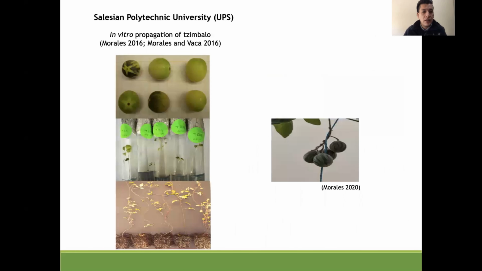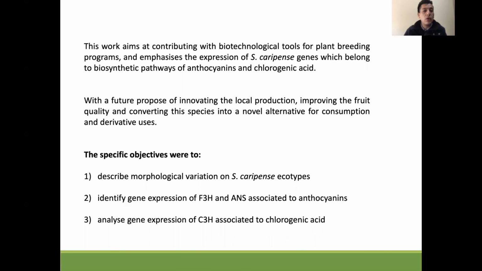At the Salesiana Polytechnic University, research on in vitro propagation of tzimbalo, and then the fruits obtained by cultivation of the plants, is carried out for the conservation and utilization of natural resources. The current work aims at contributing biotechnological tools for plant breeding programs and emphasizes expression of Solanum caripense genes.